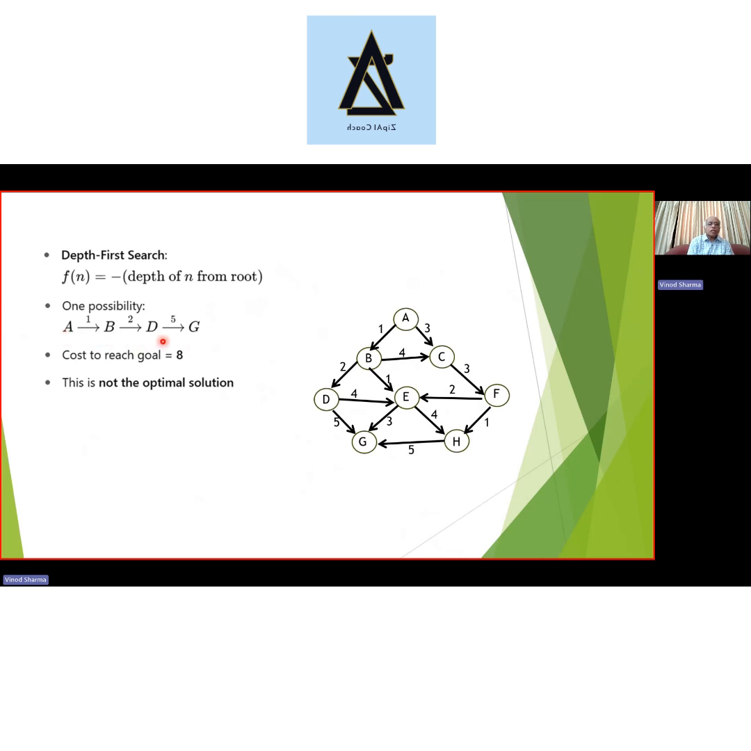There are, of course, other paths. Instead of going to B in the beginning, you could have taken C and gone further. But this is one of the solutions. The cost of this path, because now we have reached the goal, is 1 plus 2 plus 5, which is equal to 8. This is not an optimal solution because the path from A to B to E to G, which we will get through the Dijkstra algorithm, has a cost of 5.